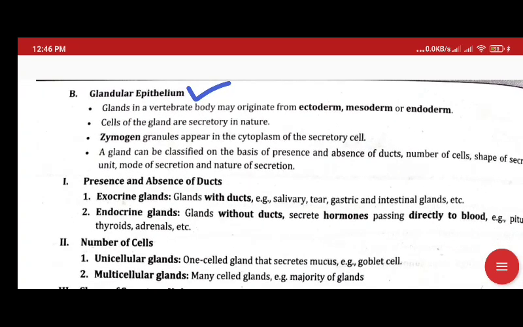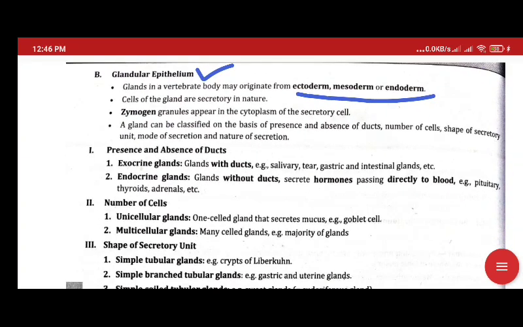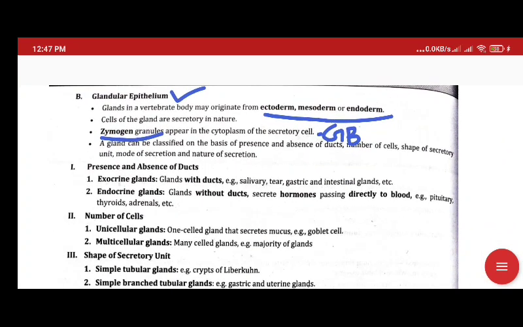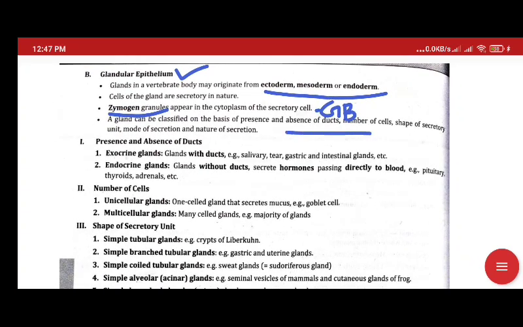Glandular epithelium is made up of three germ layers and zymogen granules. Those are from the Golgi apparatus, the Golgi bodies. We have zymogen granules to form glands. We will study that in cell biology. Also, glands differ on the basis of the presence or absence of ducts and the number of cells.